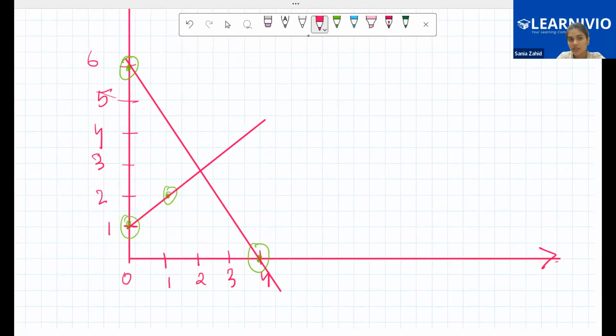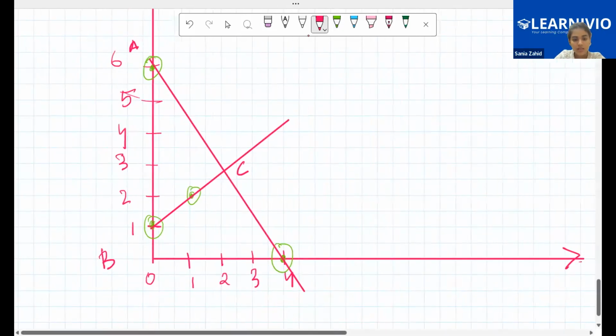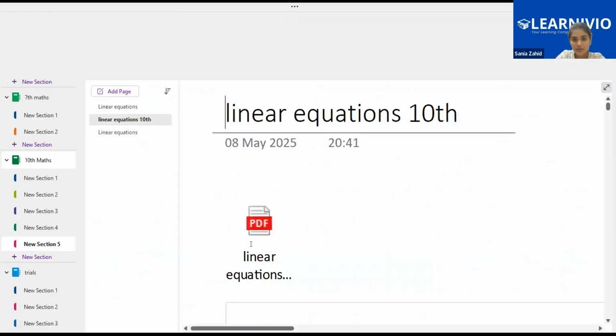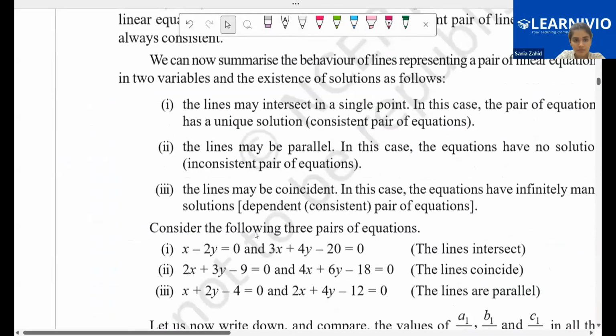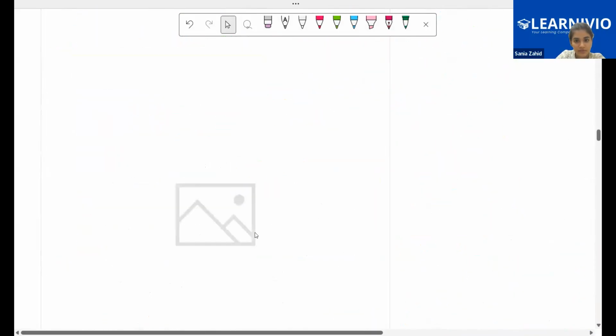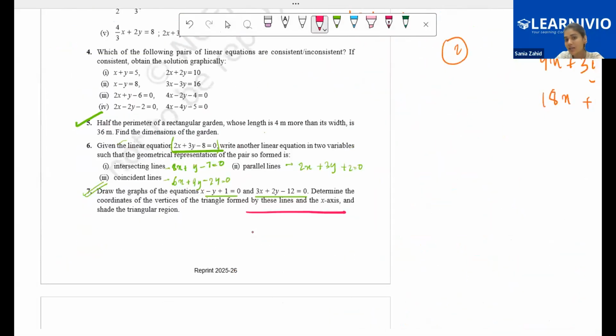what is the triangle that you're getting? This A, B, and C. No, wait. Yes. You have to. The question says the triangles formed by the lines. Is it x-axis or y-axis? Let me just check. X-axis. Is it x-axis? Yes. Okay, it's written by these lines in the x-axis.